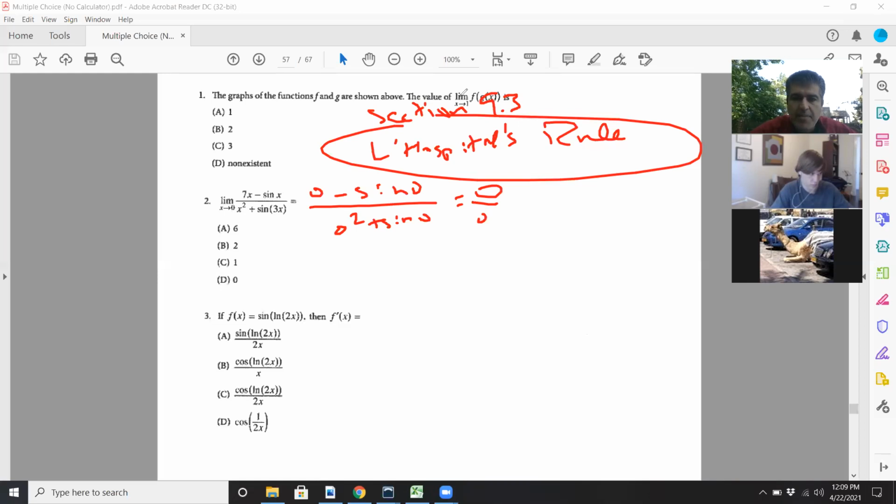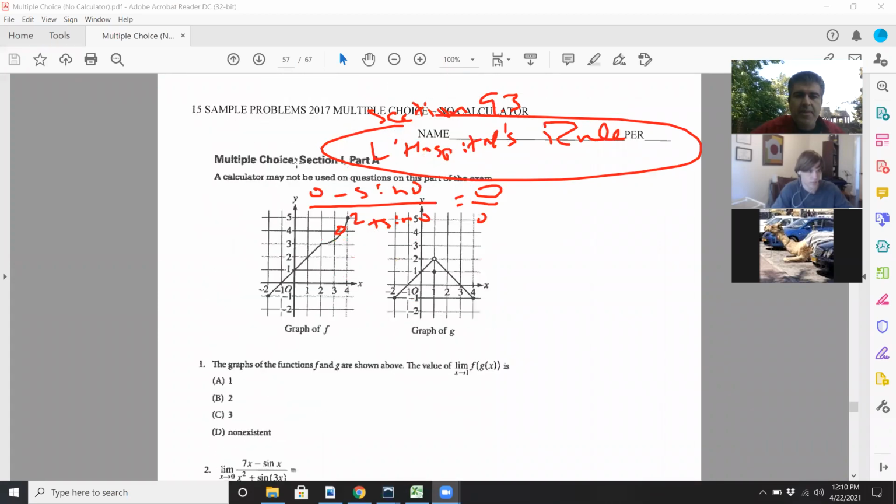Because of a question in the chat. Oh, sorry. We're on the pale lavender. We're near the end. It's the one that's called 15 sample problems 2017 multiple choice. It's probably the 6th to last page. So it's called 15 sample problems 26 after 2012. Just say that. You're welcome.